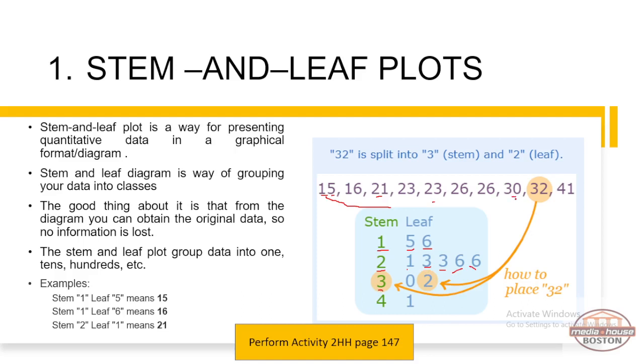For the value of 30, you just put 0 to represent that this is 30. And for 32, you put 2. At the end, you can still count how many values of data were collected by counting the leaves only, without counting the stems. On stem 1, we've got 2 leaves. Stem 2, we've got 1, 2, 3, 4, 5, so that's 5 leaves. Stem 3, we've got 2 leaves. Stem 4, we've got 1 leaf. So that's 1 plus 2 plus 5 plus 2.